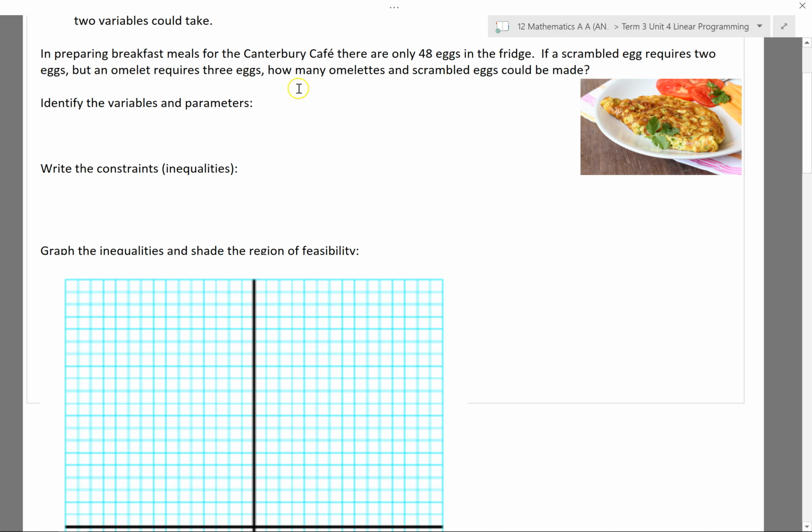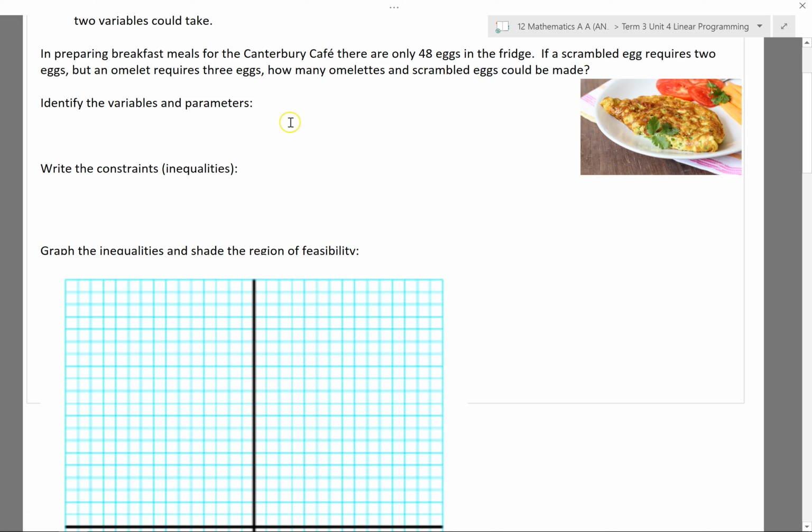We're working for the Canterbury Cafe, preparing breakfast meals. Open the fridge and we see there's only 48 eggs in the fridge. If a scrambled eggs requires 2 eggs, but an omelette requires 3 eggs, how many omelettes and scrambled eggs could be made? So what are all the possible combinations that we could make? So if a big order comes in and they say, I want 20 scrambled eggs and 5 omelettes, we need to be able to look at this graph and see if we can make it.